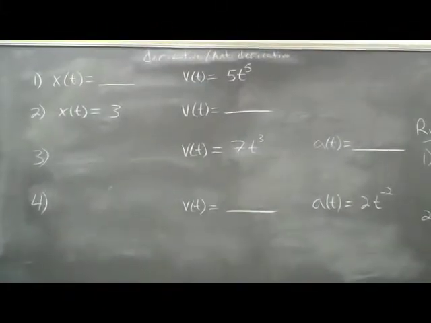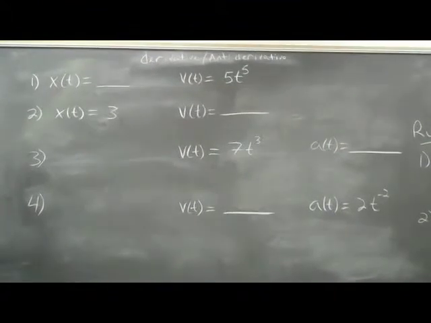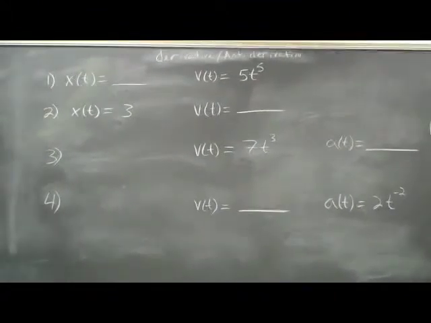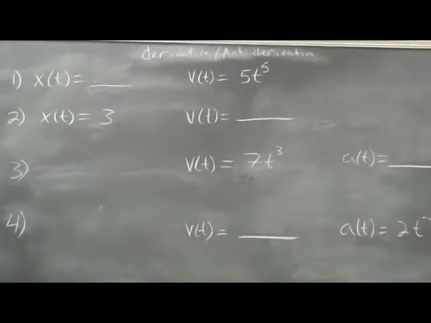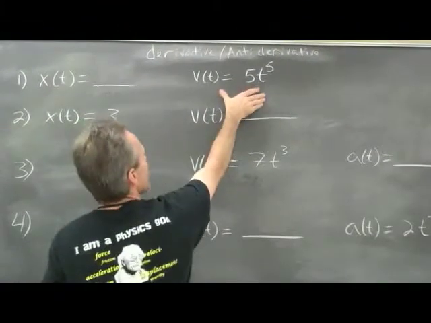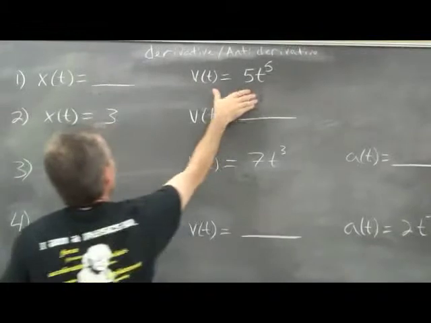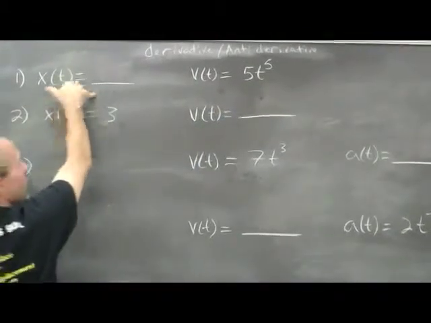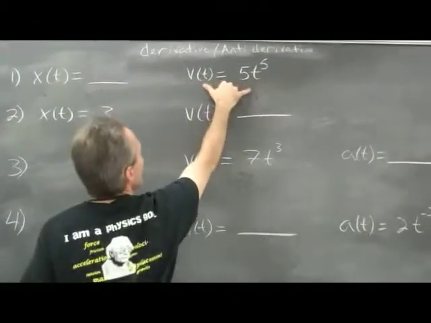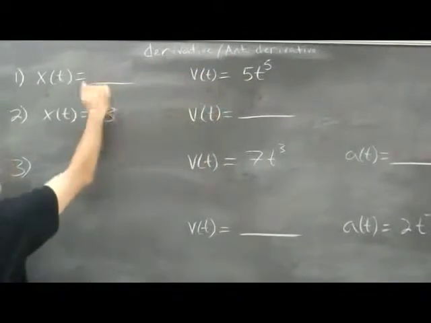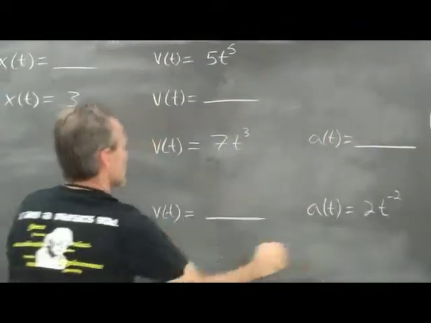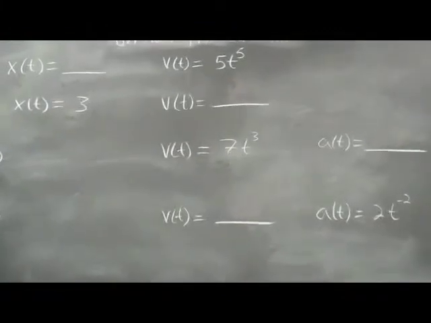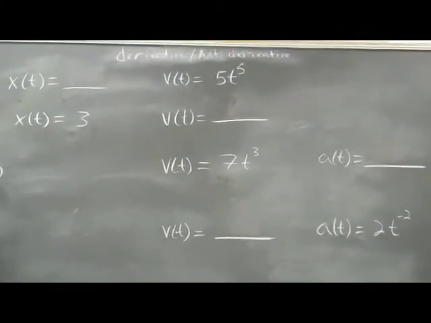Okay, for the second quiz, instead of using the words slope and area, we're going to do the same thing with the calculus words, derivative and antiderivative. So if you're given the velocity as a function of time, this equation right here, and I'm asking you to find the position as a function of time, would you take the derivative or antiderivative? Whatever one, go ahead and put it in the blank. Same thing for the next ones as well. So what I'd like you to do now is hit pause and go ahead and solve these.